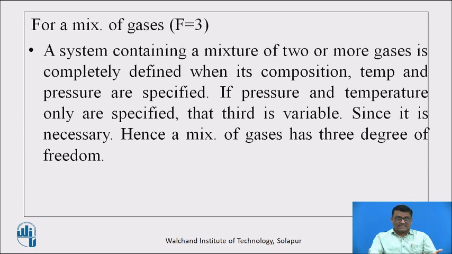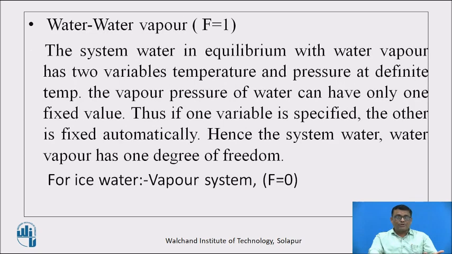A mixture of gases has the value of F equal to 3. In the water and water vapor system, the degree of freedom is equal to 1. The system of water in equilibrium with water vapor has two variables, temperature and pressure. At a definite temperature, the vapor pressure of water can have only one fixed value. Thus, if one variable is specified, the other is fixed automatically. Hence, the water and water vapor system has 1 degree of freedom.